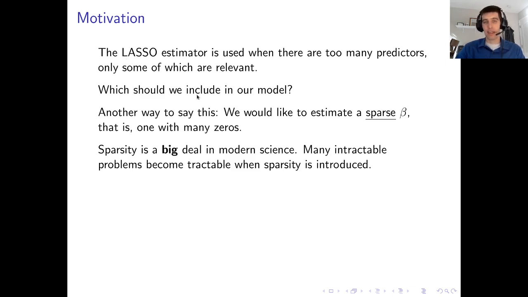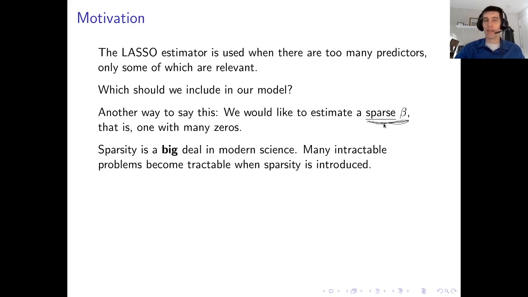Another way to say this, when you have too many predictors and you want to decide which ones you should include, is that you would like to estimate a sparse beta. Okay, and a sparse beta is one with many zeros. So if your true beta, you have many predictors and you're trying to estimate a beta, and many of them are 0, that is, many of the predictors are irrelevant and only some of them are, this beta is said to be sparse. Okay, so it has many zeros.